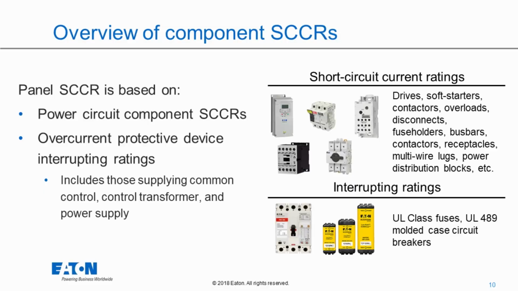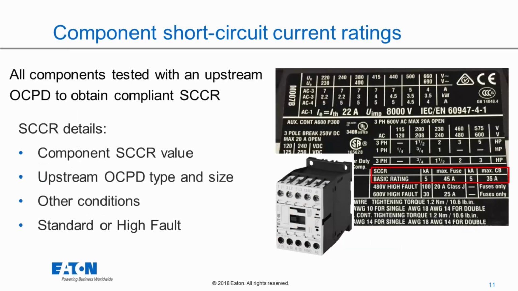So short circuit current ratings can change depending on what the upstream overcurrent protective device is, right? They might have a short circuit current rating with a breaker that's different than with a fuse. So short circuit current ratings can change depending on upstream devices. Interrupting ratings cannot.